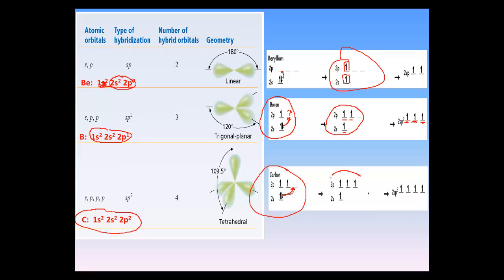So now after promotion, we're looking at this, and then the last thing is we hybridize. In other words, you take all 4 of these orbitals and make them have the same amount of energy, so they're going to be identical.